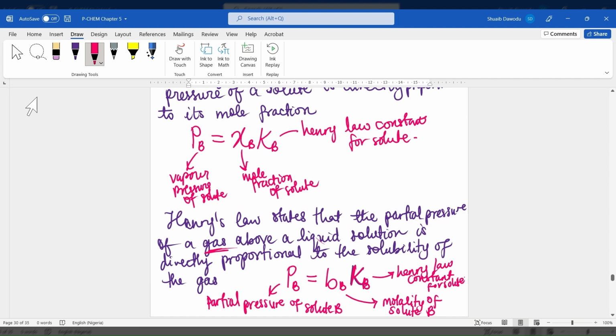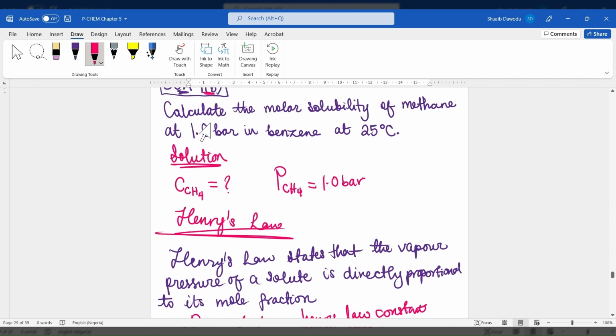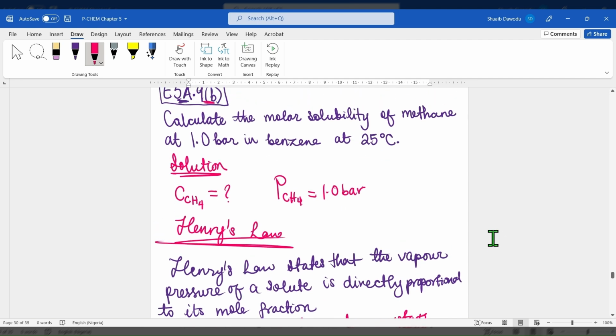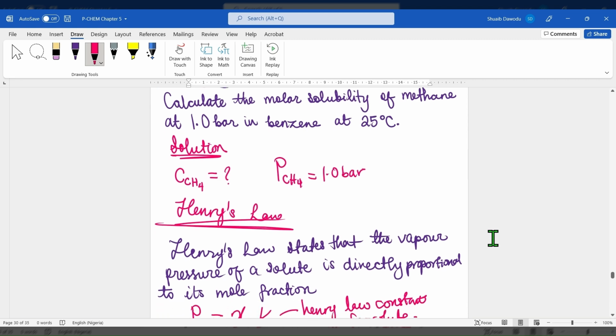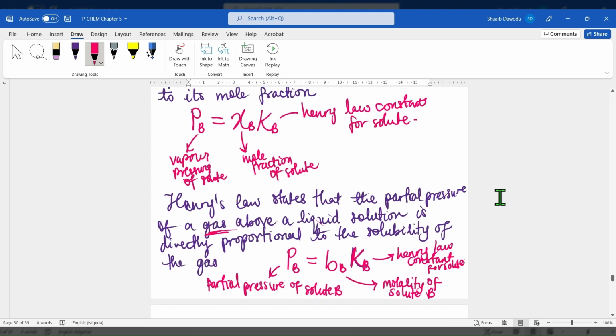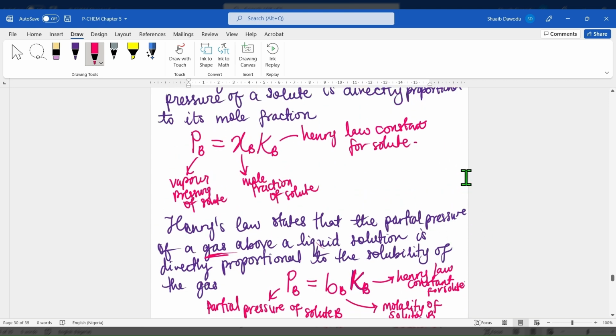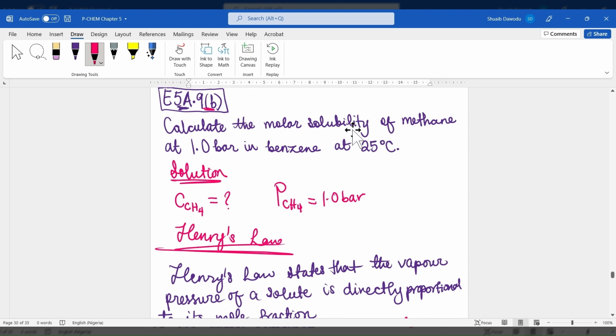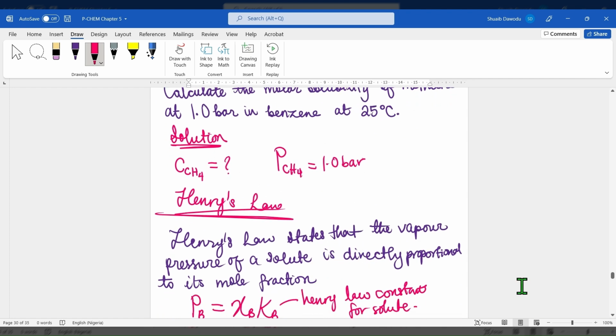Now that I've given you the Henry's law formulas, when you go back to the question where we're told to calculate the molar solubility of methane at 1.0 bar in benzene, we already know methane is a gas and benzene is a liquid. What is most likely for us to use is the second law, because in the second law we're dealing with keywords such as partial pressure. We know that we're dealing with a gas and a liquid solution, the solvent being benzene and the gas being methane. We also know that we're dealing with the solubility of the gas, just like the molar solubility mentioned here. But if you look at the first law, we see that we're dealing with mole fraction.